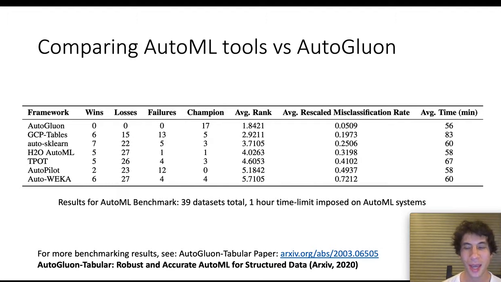That means in hindsight, had you run all of these AutoML systems one by one and then chosen the best one of them on the test data, which you wouldn't even be able to do in practice, you would still usually be worse than AutoGluon.